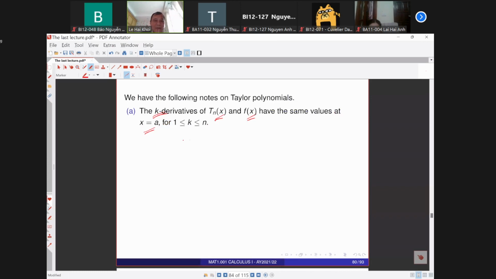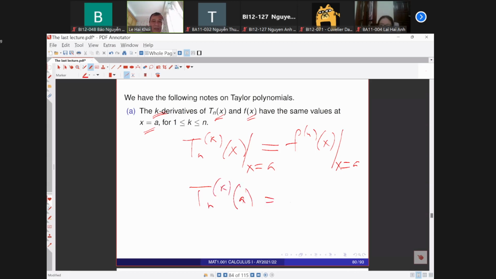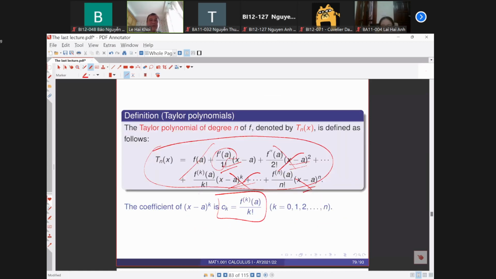Có nghĩa là gì? Tn derivative of order n at a point x equal to a and fn derivative of order n at a point x equal to a are the same. Or we can say Tn^(k) of a is f^(k) at a. That's the claim. Easy. Differentiate it k times, you get the answer.